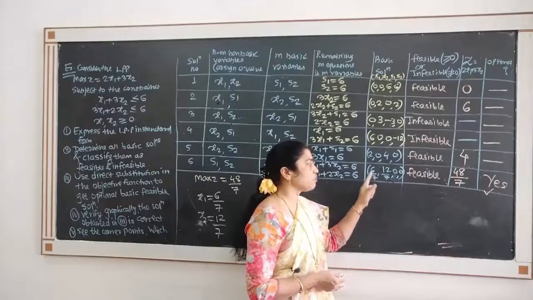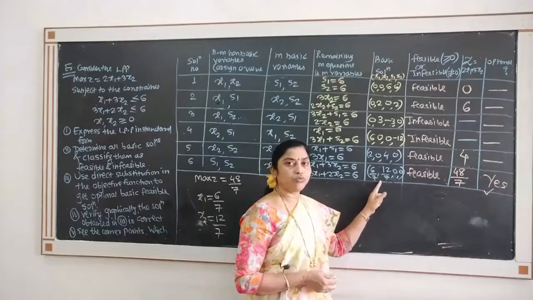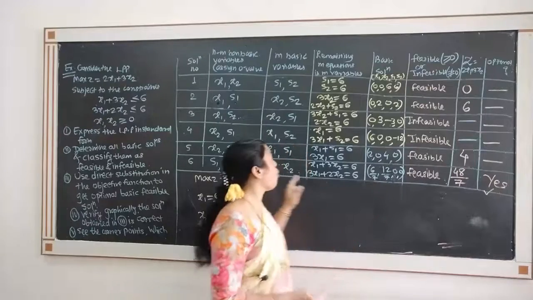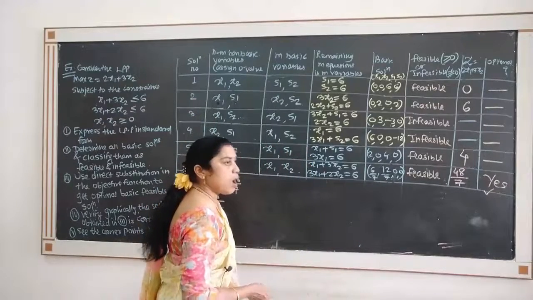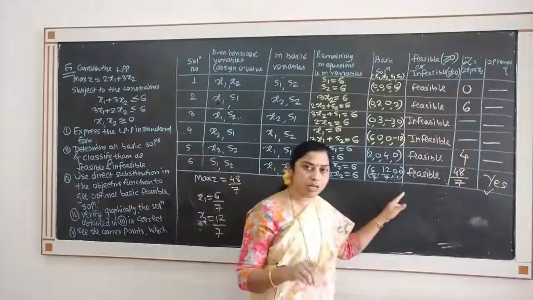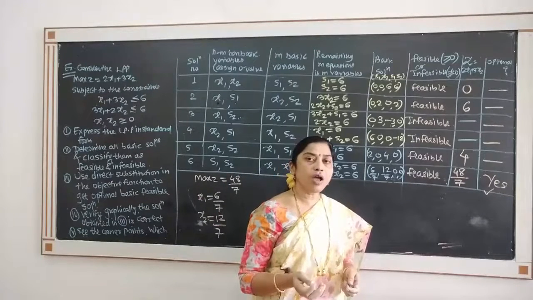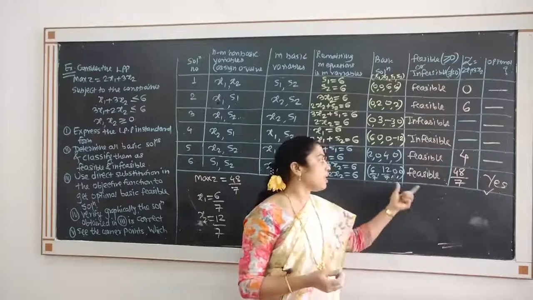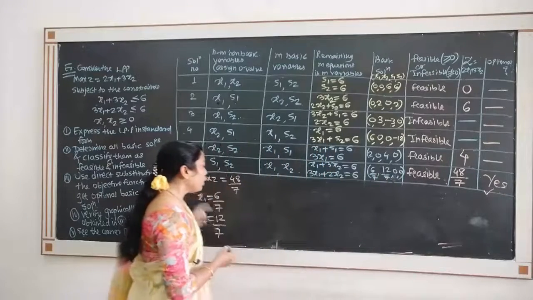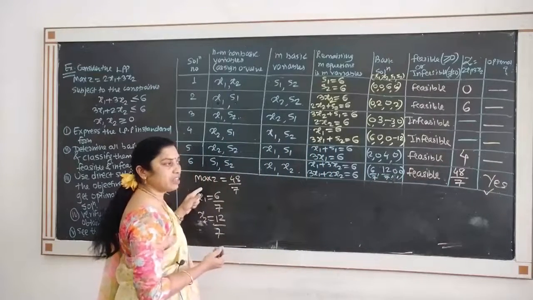So this is our algebraic method to find the solution. We find all basic solutions. Among them we find the feasible solution, and from the feasible solution we find the required maximum or minimum. That is our last answer. Now you can verify this graphically.